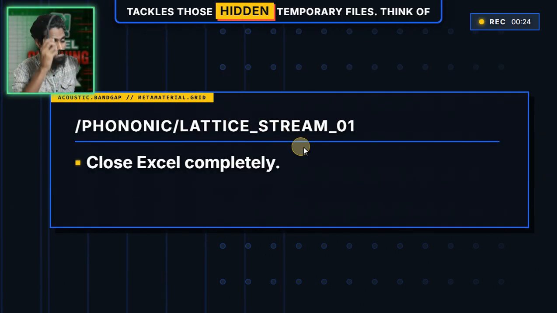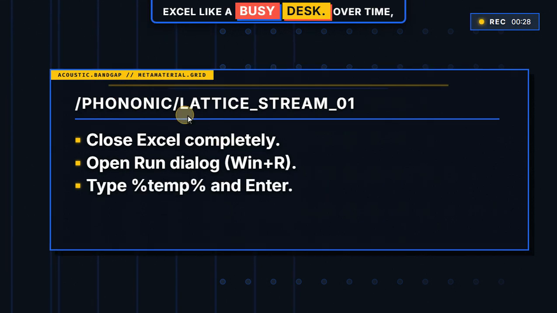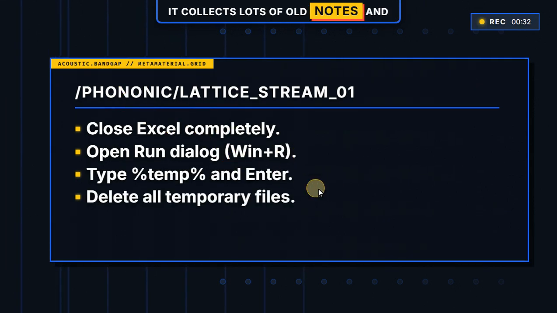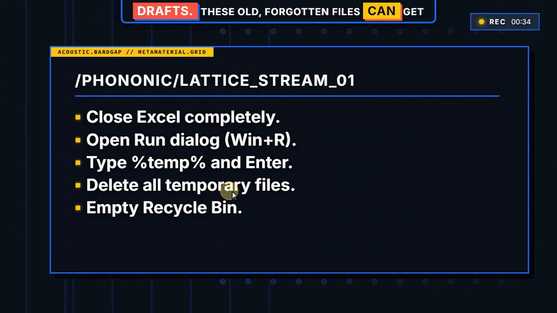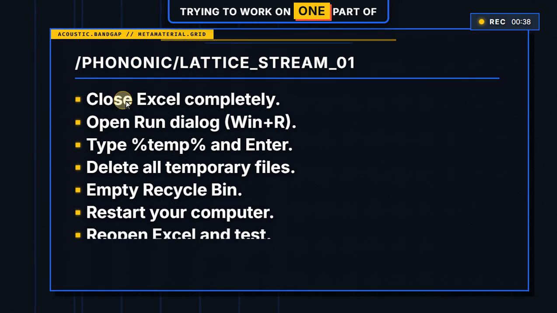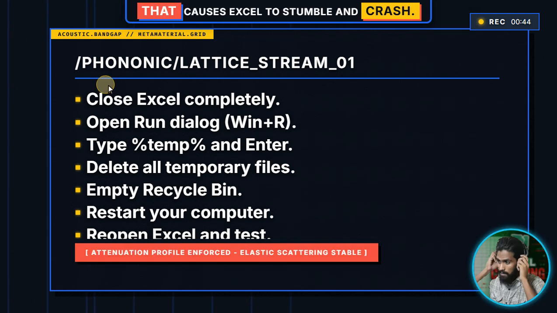Our first approach tackles those hidden temporary files. Think of Excel like a busy desk. Over time, it collects lots of old notes and drafts. These old, forgotten files can get in the way, especially when you are trying to work on one part of your spreadsheet. Clearing them out removes clutter that causes Excel to stumble and crash.